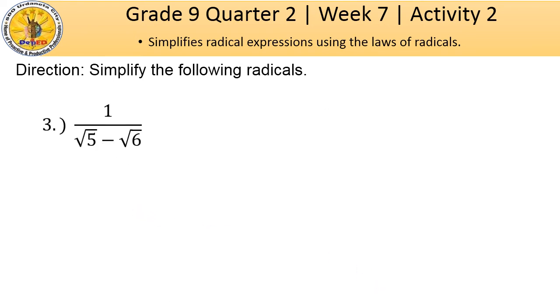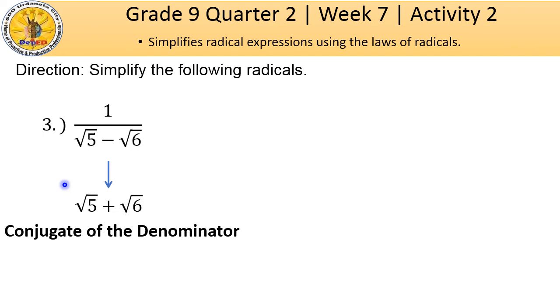Number 3 of activity 2, sa denominator na ito ay may dalawang radicals that's separated by subtraction. Kapag ganito ang given, we'll get the conjugate of the denominator. Ano bang ibig sabihin ng conjugate? Conjugate means changing the sign between the two terms in a binomial. So sa ating given, from subtraction to addition. Kapag addition naman, syempre, change it to subtraction. Now, we multiply it to our given, both denominator and numerator.